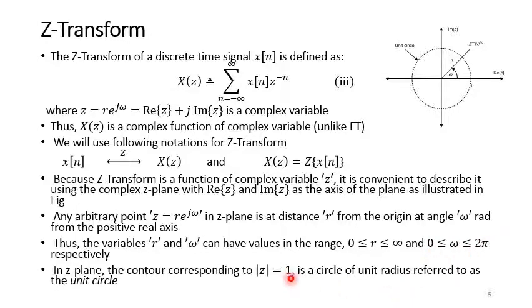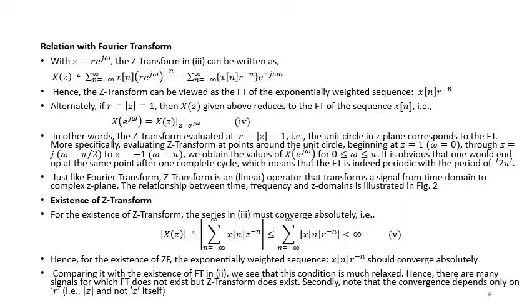If the magnitude of z equals 1, then it is a circle of unit radius, referred to as the unit circle. So when the magnitude of z equals 1, at that point the Z transform equals the Fourier transform. Relationship with the Fourier transform: I think you can easily spot what the relationship between the Fourier transform and the Z transform is.